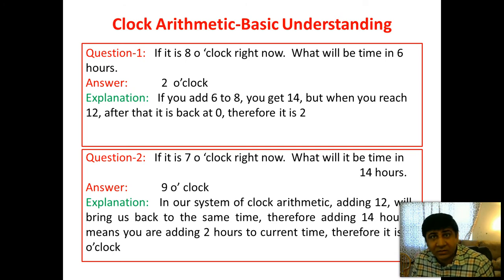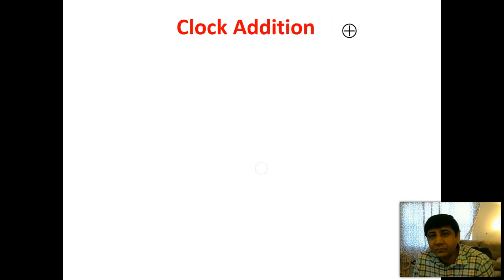It's a 12-hour clock, 6-hour clock, or 24-hour clock, or any other clock. Now, the symbol we use for clock addition is this addition sign with a circle around it. So it's a special addition, basically. You think of this as a clock.